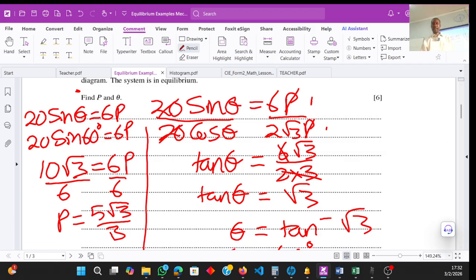I'll continue again with the second solution or the second question. We just want to check how the examiners are testing us on those components which involve equilibrium.